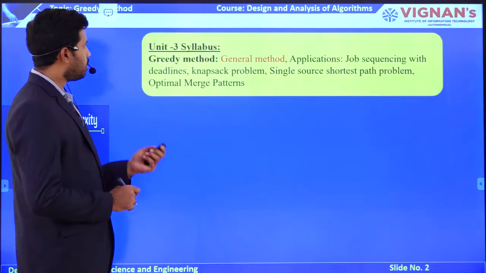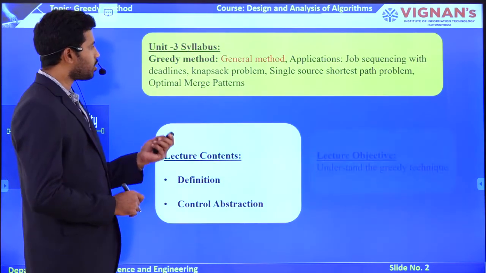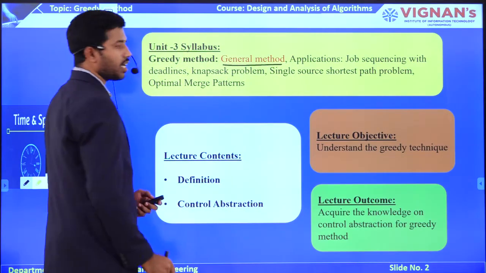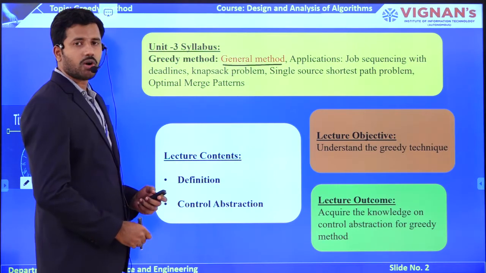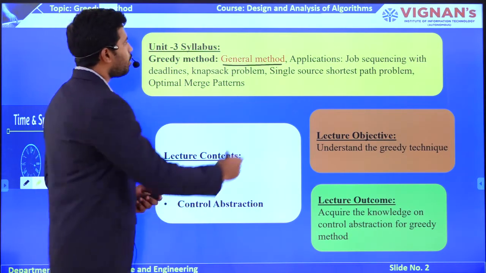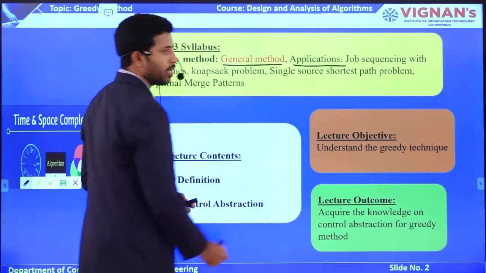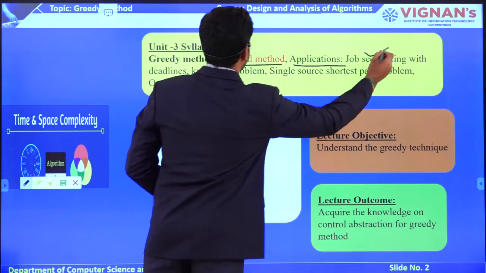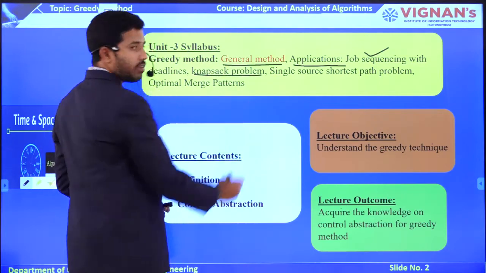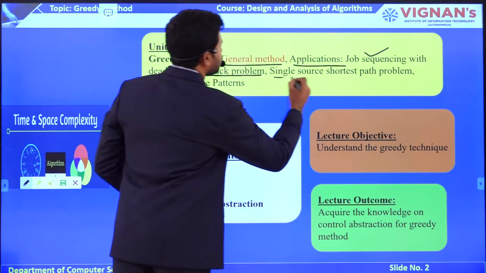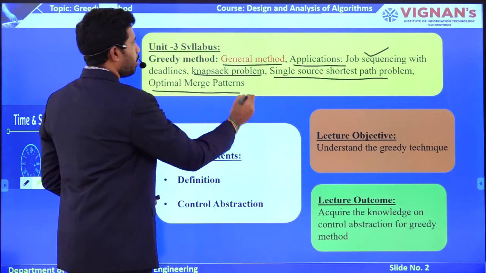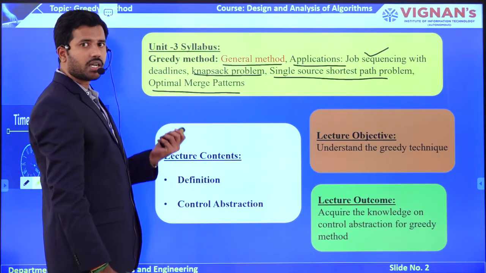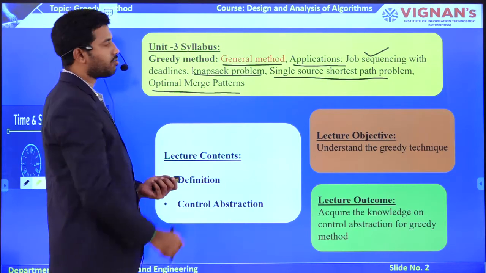This is your unit 3 syllabus. Initially you have a general method, in which you have the control abstraction for greedy method. Followed by this are the various applications we are going to solve with the help of greedy technique only: job sequencing with deadlines, the knapsack problem, a very important problem, followed by single source shortest path, followed by optimal merge patterns. So in unit 3 under greedy technique you have these 4 applications.